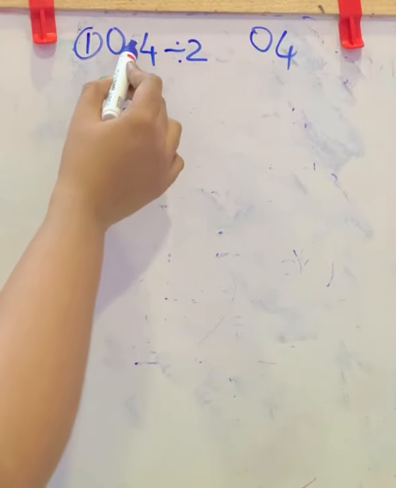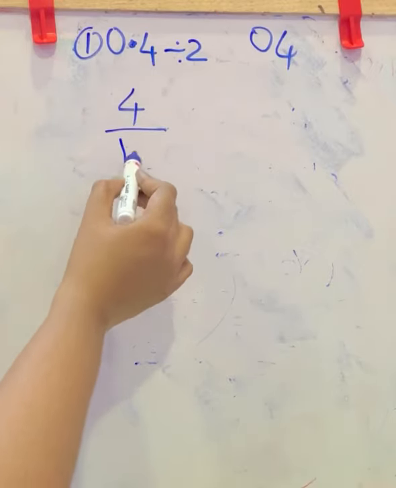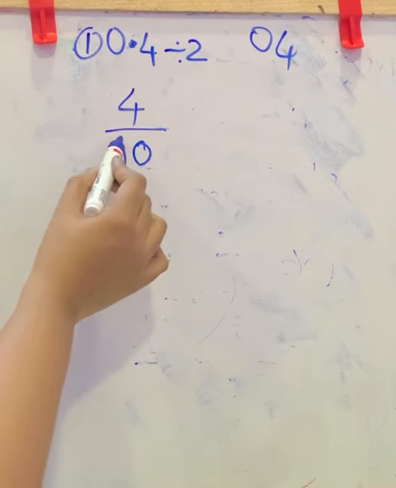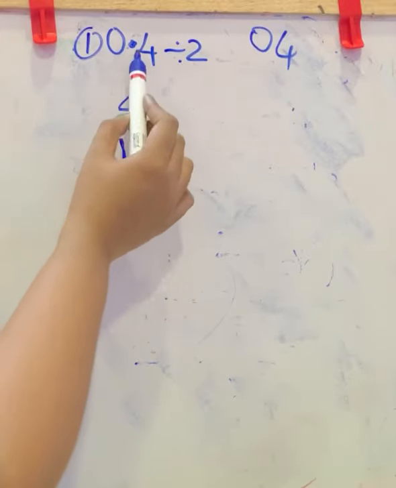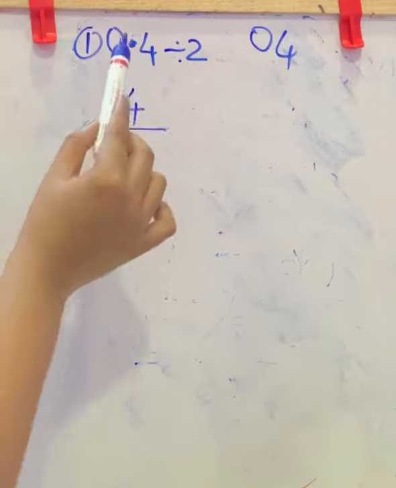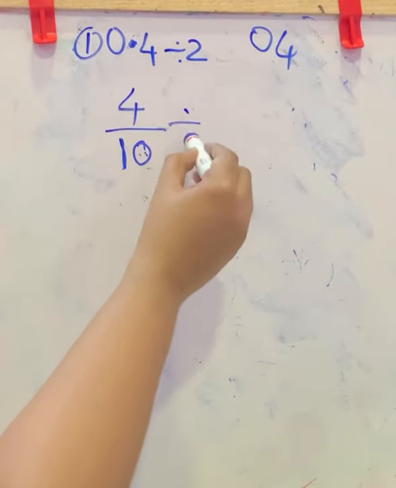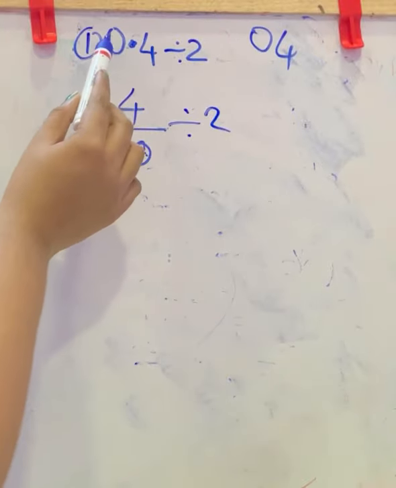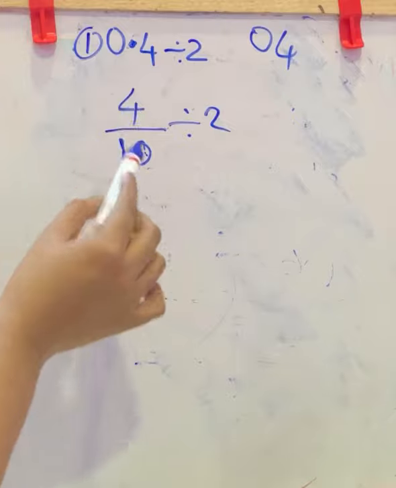Check how many numbers are there after decimal. Only one number. So 4 by 10. That is 1 and 1 0 here. This 0 depends on number of digits after decimal. So here there is only one number. So put 1 0. Division 2. So 0.4 you converted it into a fraction, that is 4 by 10.